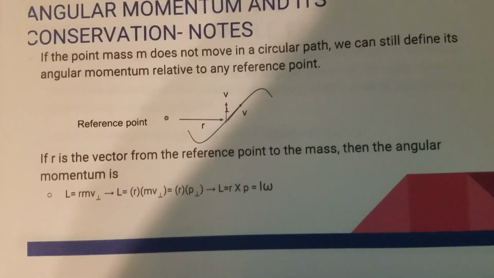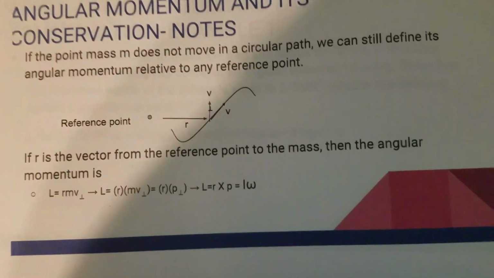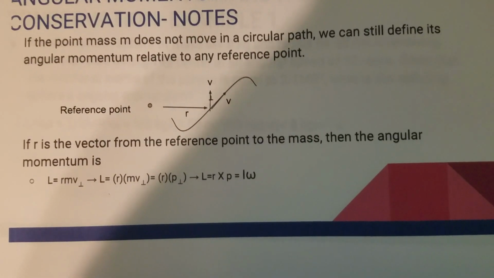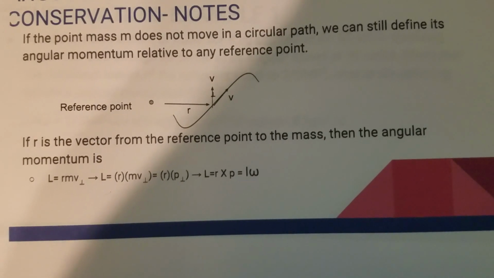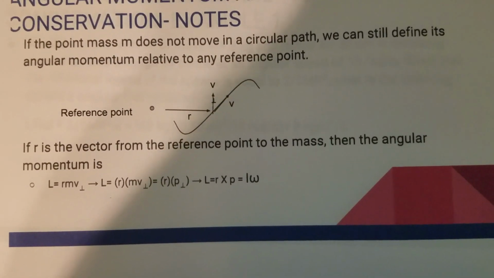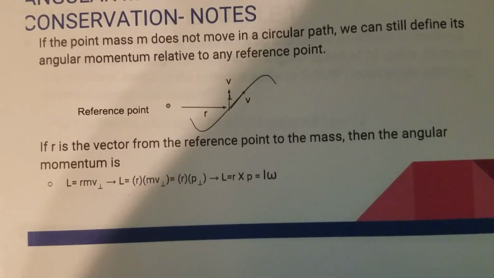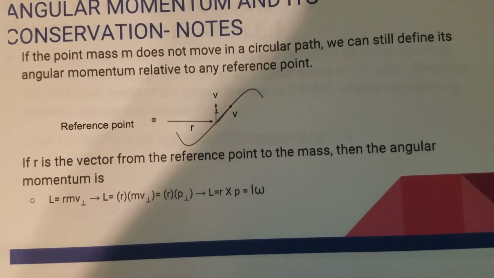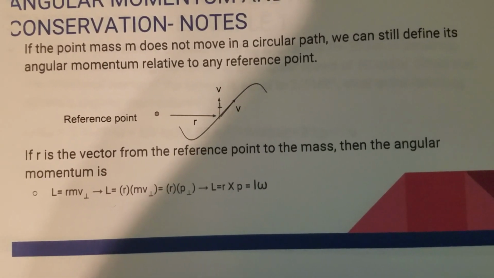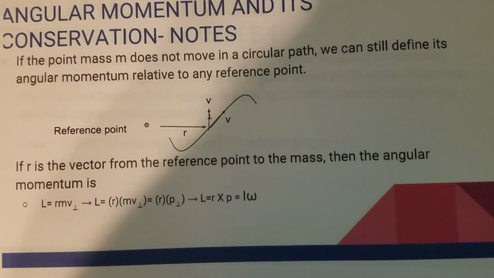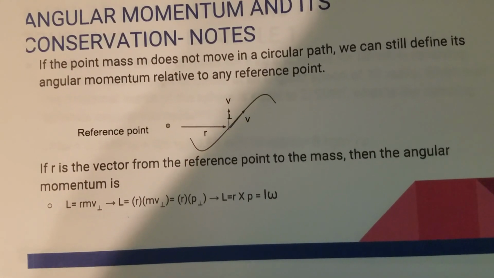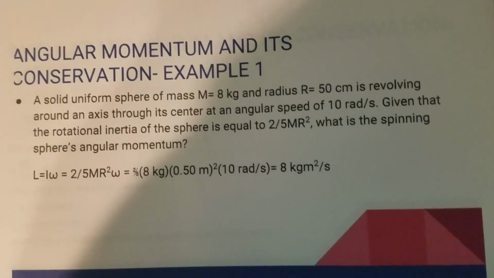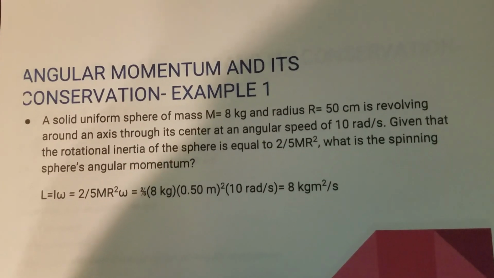So here's a little diagram I made. If r is the vector from the reference point to the mass, then the angular momentum equals radius times mass times velocity perpendicular. Then you set that equal to radius times the momentum that is perpendicular. And then you get angular momentum is equal to radius times momentum, which is equal to inertia times angular velocity, or omega.